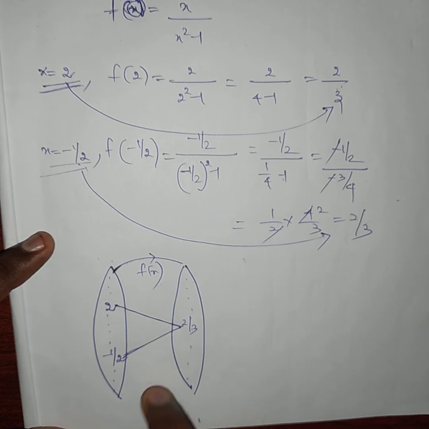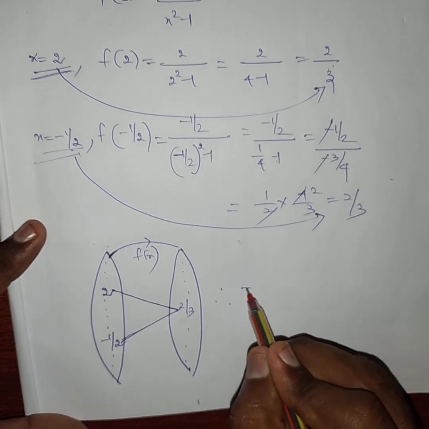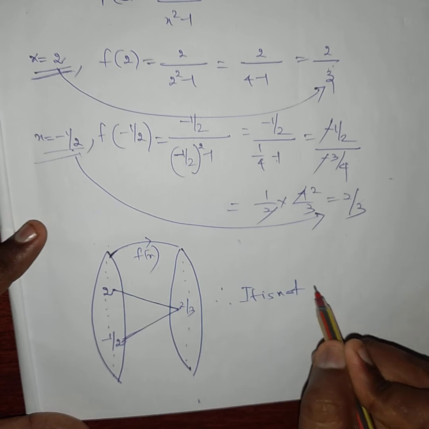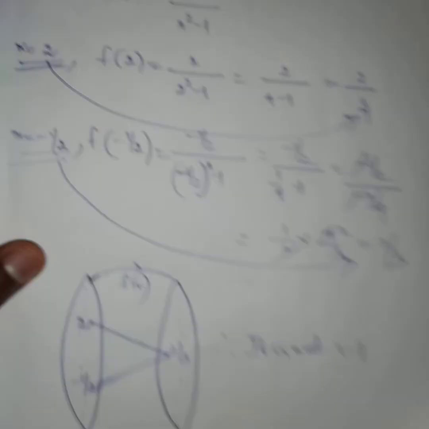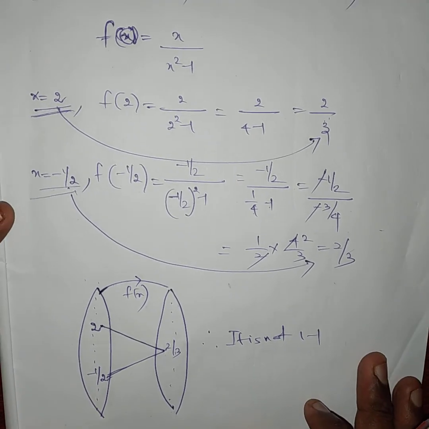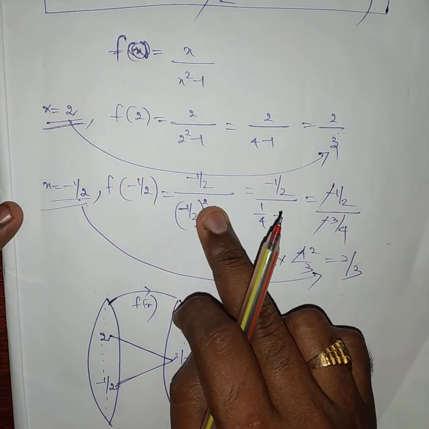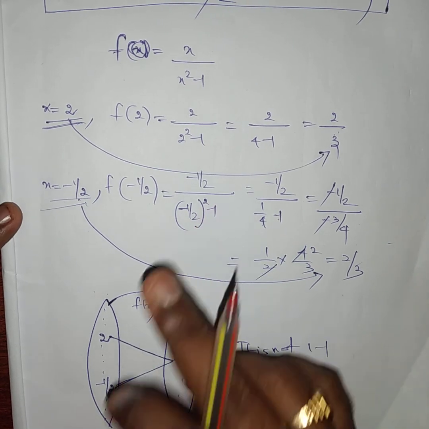Therefore this is not a one-to-one function. You can write here also, f of x is not one-to-one. So it is not a one-to-one function, it is a many-to-one function. Using this example you can clearly tell this is not a one-to-one function.